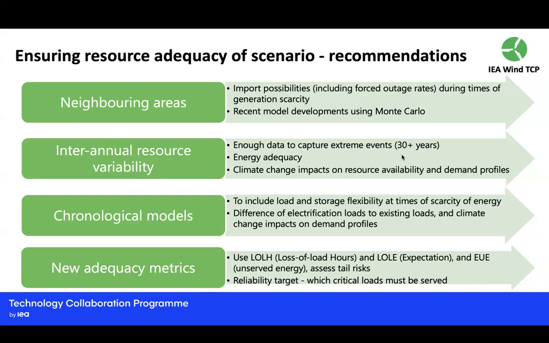I'm just showing what I have in the slides and you can check them later. And then we move on to Julia's part.